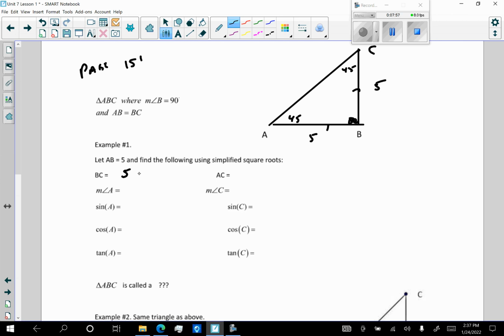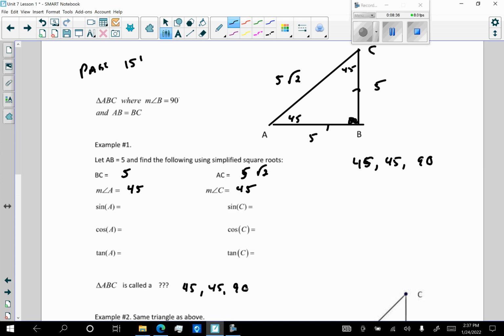And AC. I could use the Pythagorean theorem, or I can realize that this is a 45, 45, 90 right triangle. The hypotenuse is square root of 2 times a leg. So AC here is 5 square root of 2. All right, and the measure of angle A, both of these guys here are 45 degrees. Okay, jump down here. ABC is called a 45, 45, 90 triangle. It's a special right triangle.